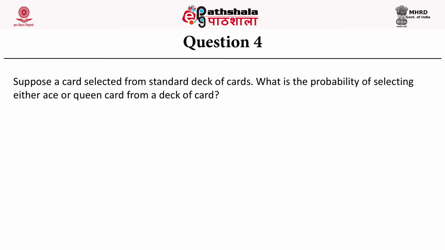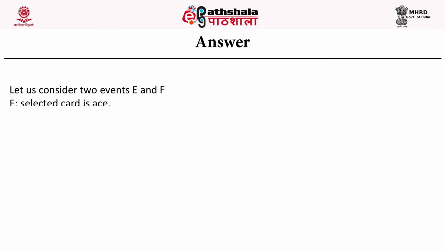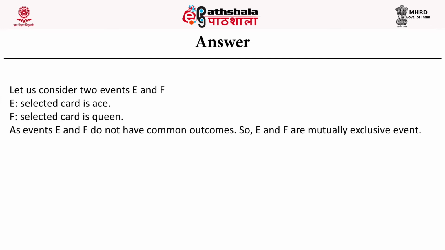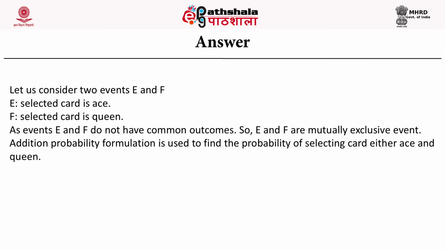Suppose a card is selected from a standard deck of cards. What is the probability of selecting either an ace or queen card from a deck of cards? Let us consider two events E and F. E represents the selected card is an ace and F represents the selected card is a queen. As events E and F do not have common outcomes, E and F are mutually exclusive events. Addition probability formulation is used to find the probability of selecting a card that is either an ace or a queen.